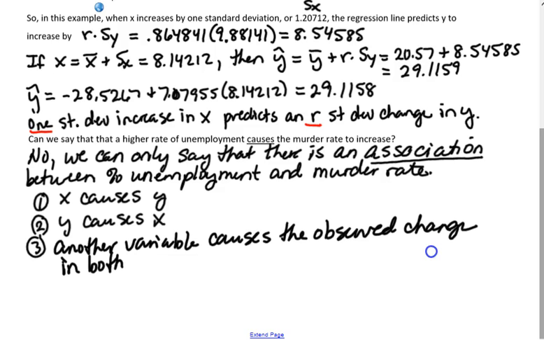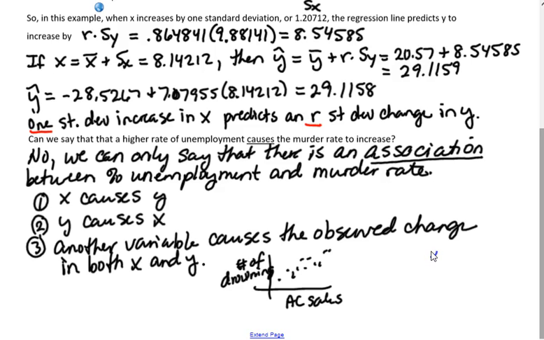Now we talked about this in another chapter, or maybe, depending on what year this is, we haven't talked about it yet, but let's say we have an example where there's a positive association between air conditioner sales and the number of drownings. So people drowning, all right? And there's some sort of positive association here. Well, it would be ridiculous to say that if people buy more air conditioners, that's going to cause more people to drown, or drownings cause people to buy more air conditioners. Neither of those makes sense. What does make sense, though, is to say when the temperature increases, people buy more air conditioners. And when the temperature increases, there are more drownings because more people are swimming. So there's an example of an underlying variable causing the observed change in both x and y.